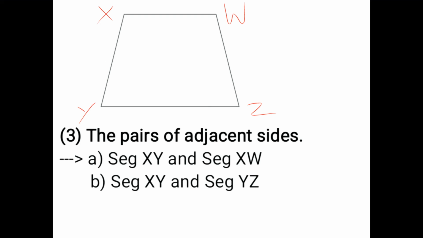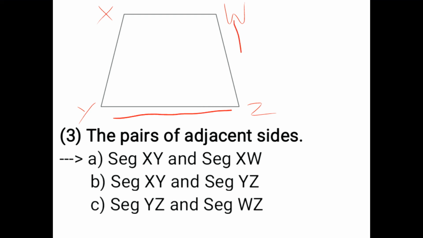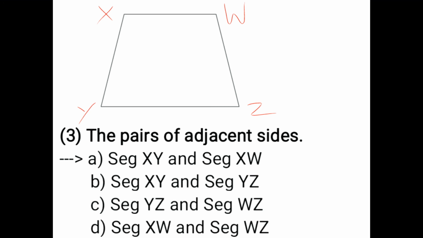The other two pairs are remaining now. Segment YZ and segment WZ. Here, okay. Other two sides: segment XW and segment WZ. XW is here, and segment WZ. Segment YZ and segment WZ, segment XW and segment WZ. On these two, the common side is segment WZ.